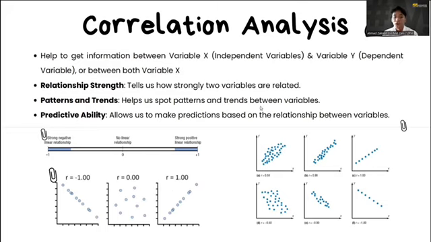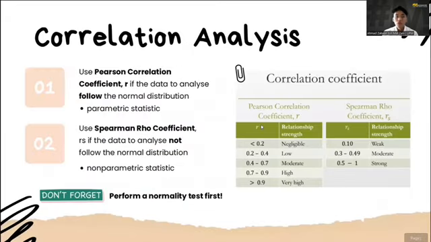This is an example of the correlation plot graph. You can see the pattern and trend here. If there is no relationship, it will be like this. So to do correlation analysis, we have to decide to use either the Pearson correlation coefficient or the Spearman rho coefficient. So for this analysis, since the data does not follow the normal distribution, we must use the Spearman rho coefficient because it gives a different value.